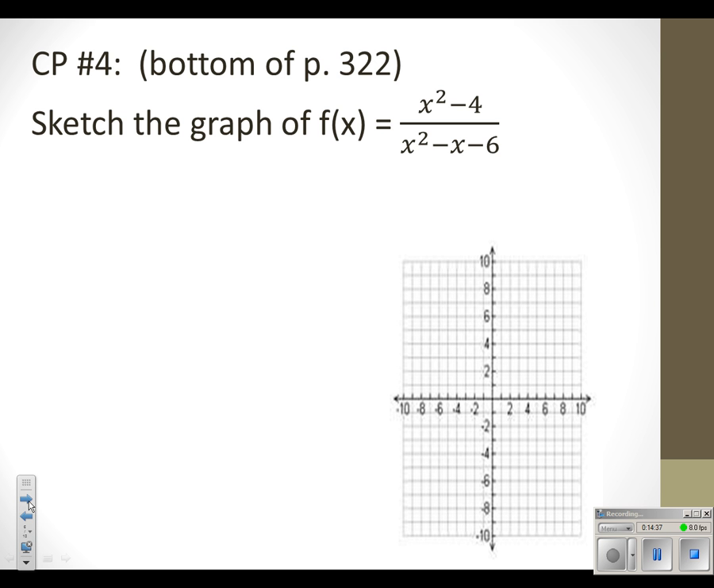And another one. Checkpoint number 4 at the bottom, page 322. Same steps. We're just adding a little bit more to the kind of function that we're looking at each time. So our f of x this time, our numerator function and denominator function can be factored. So let's go ahead and do that and take a look at them.